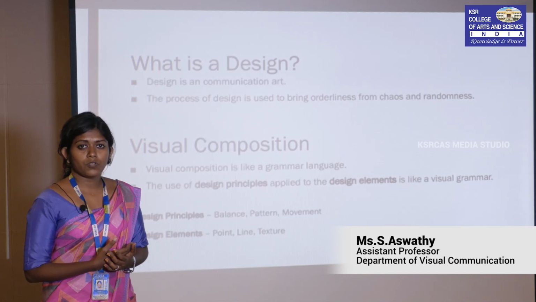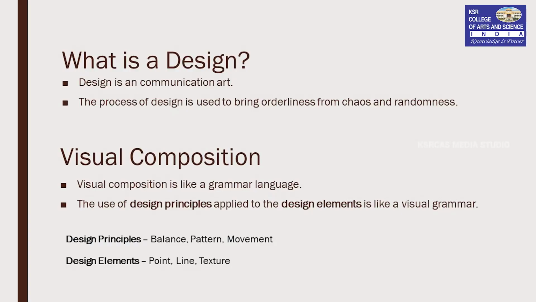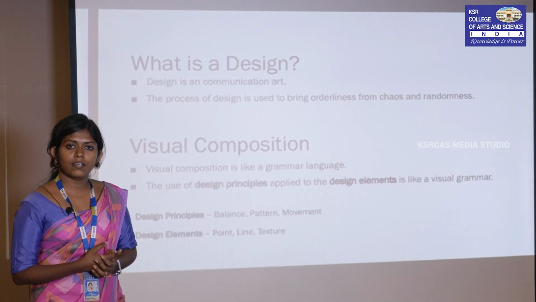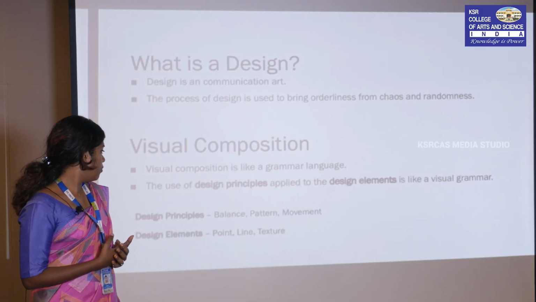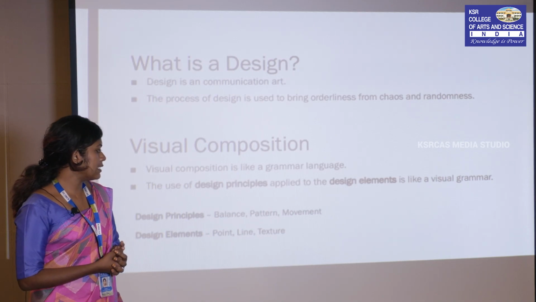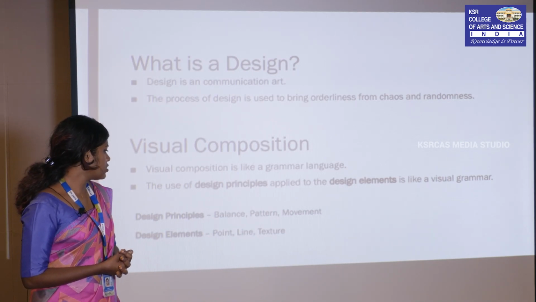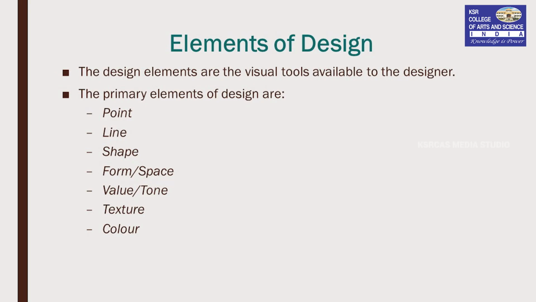Next we'll try to understand what is visual composition. Visual composition is like a grammar language. The use of design principles applied to design elements is like a visual grammar. As we use grammar for other languages, design principles and elements are the grammar of design. So in this video we'll try and understand various design principles like balance, pattern and movement, and also design elements like point, light and texture.